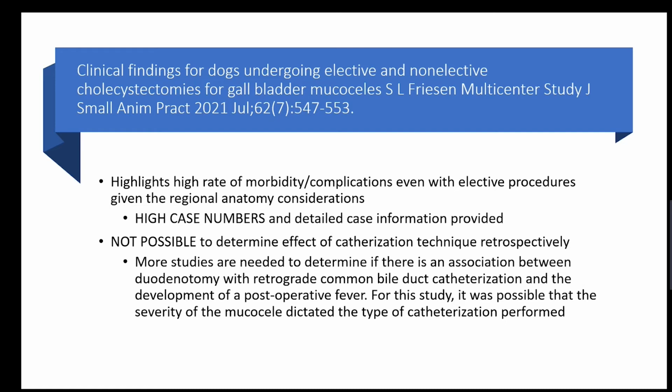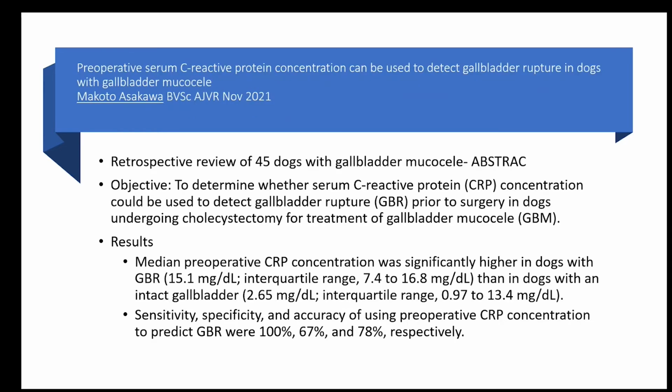Again, unfortunately, the dogs where the common bile duct is flushed, where you do a duodenotomy and open and flush the common bile duct, are generally the cases that have more severe disease. So it's really difficult to determine if it was that the cases were more severe or whether the gallbladder was flushed, and how that led to complications.